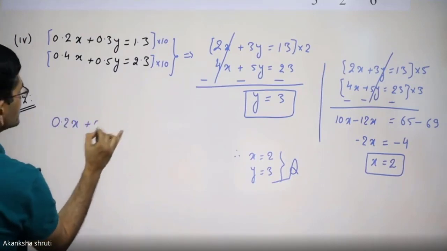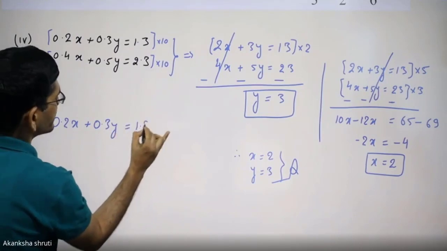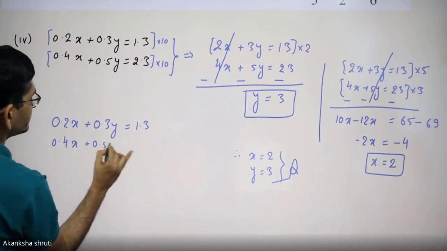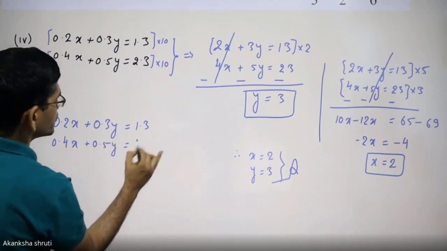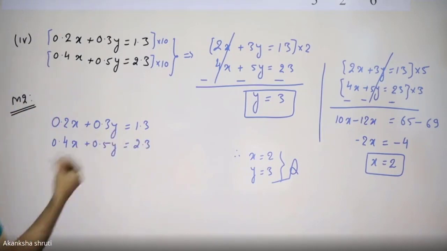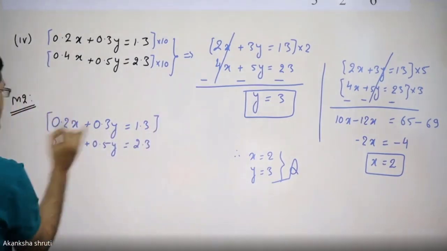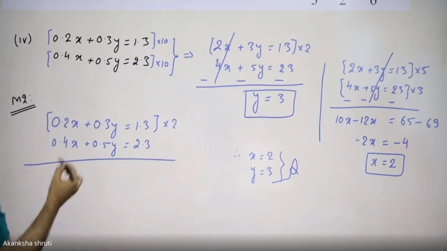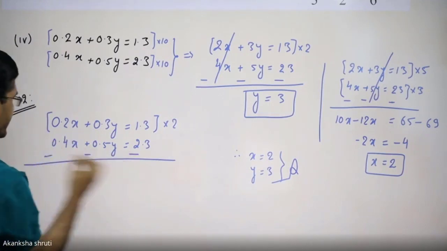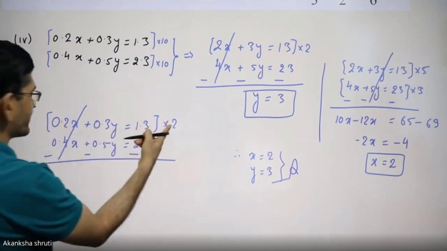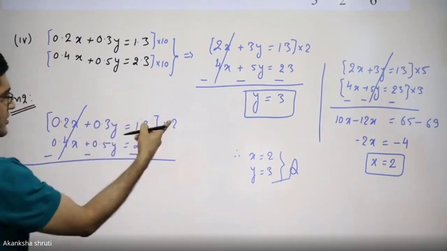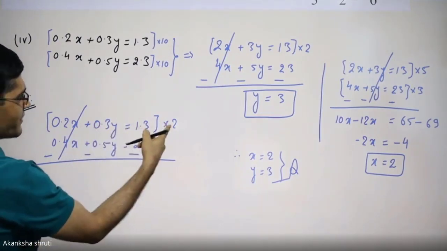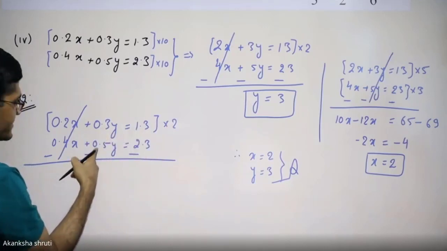0.2x plus 0.3y is equals to 1.3, and 0.4x plus 0.5y is equals to 2.3. No issues with this decimal. Even if I am multiplying the first by 2 and the second by 1, means without multiplying the second, go on subtracting. Minus, minus, this will get cancelled. 0.2 multiplied by 2 is 0.4. 0.3 multiplied by 2 is 0.6 minus 0.5.